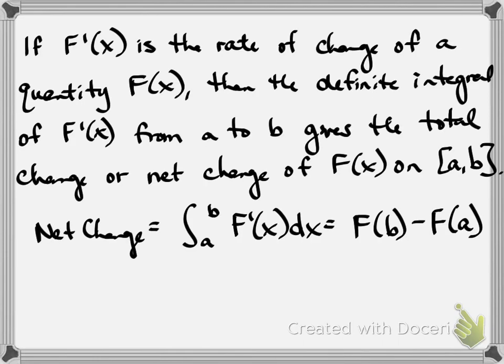So the last thing we're going to do is on page 296, called the net change theorem. So if capital F prime of x is the rate of change, so rate of change makes us think of a derivative, of a quantity capital F of x. So it is the derivative of this quantity, capital F of x. Then the definite integral of capital F prime of x from a to b will give the total change or the net change of capital F of x on closed interval a, b.